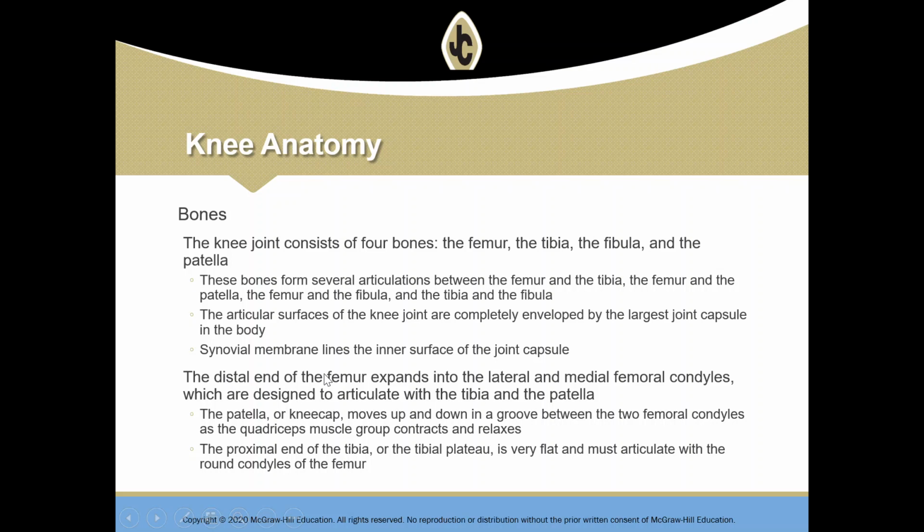The distal end of the femur extends into the lateral and medial femoral condyles, which are designed to articulate with the tibia and the patella. In similar ways that you remember with the ankle joint, your tibia comes down and your fibula comes down on either side to articulate with the talus. The patella, also known as the kneecap, moves up and down in the groove between the 2 femoral condyles as the quadricep muscle group contracts and relaxes. And the proximal end of the tibia, or the tibial plateau, is very flat, and it must articulate with the round condyles of the femur.